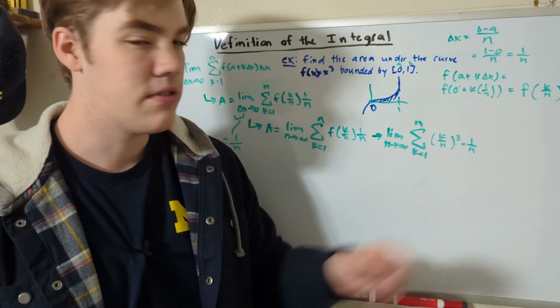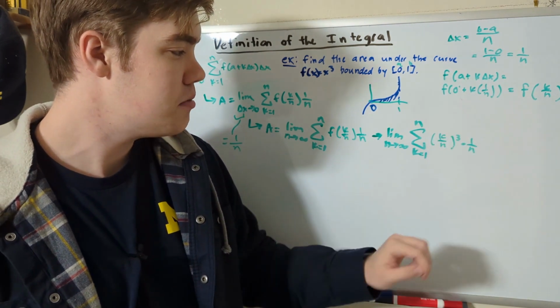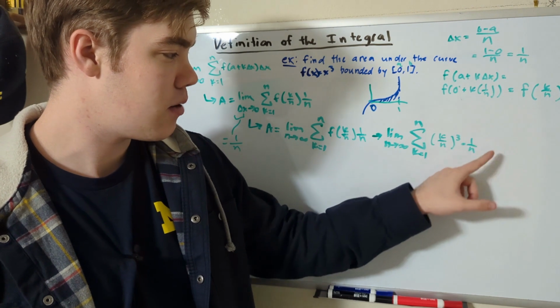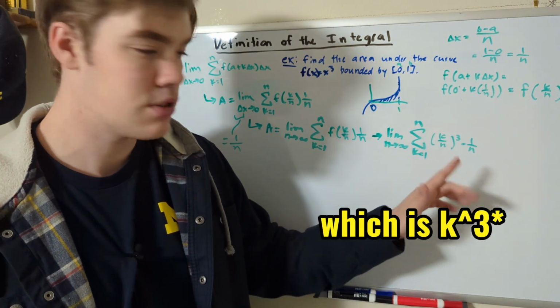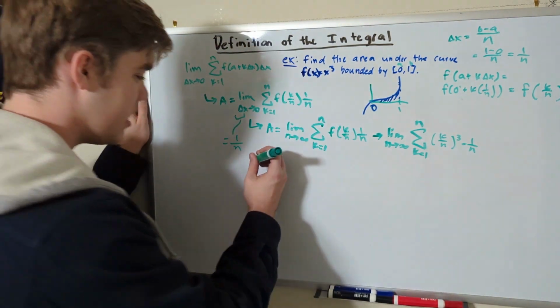Next, we need to multiply these two functions together. Cubing a fraction just cubes the top and cubes the bottom. So this is k cubed divided by n cubed, and then multiplied by 1 over n is k cubed times 1, which is k cubed, and then n cubed times n is n to the 4th. So let's write that down over here.